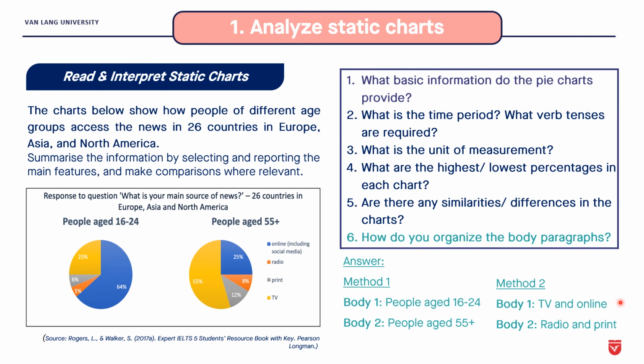For Body 1, you will compare the use of TV and online sources for accessing news between the two groups because they are the most and second most popular sources in the two groups. In Body 2, you can mention the remaining items, which are radio and print.